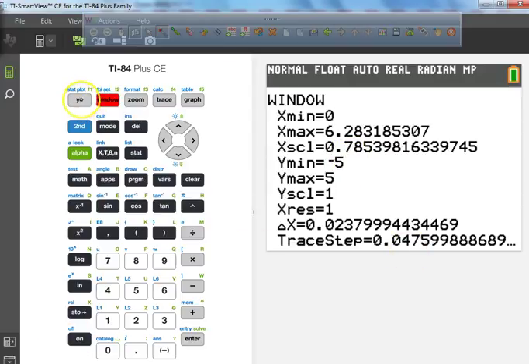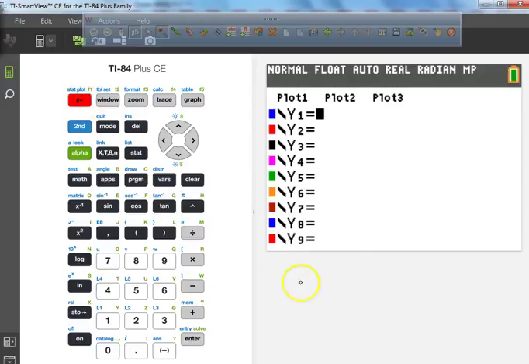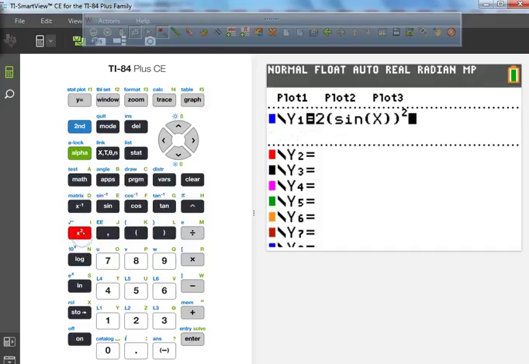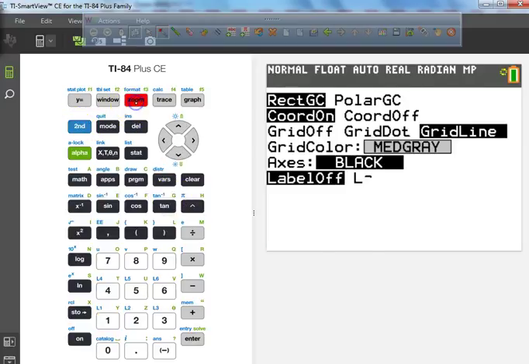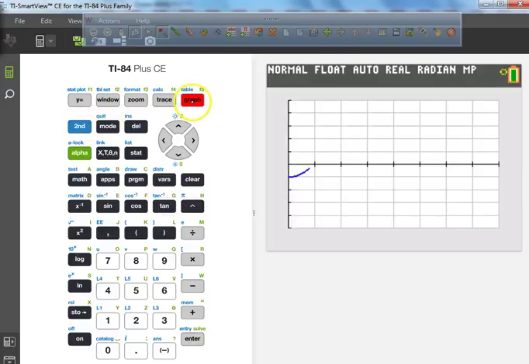So what was our original equation? It was 2 sine of x, I'm going to close parentheses, and I'm going to square it. And then minus 1. I'm going to hit the second format. The grid lines turned on.